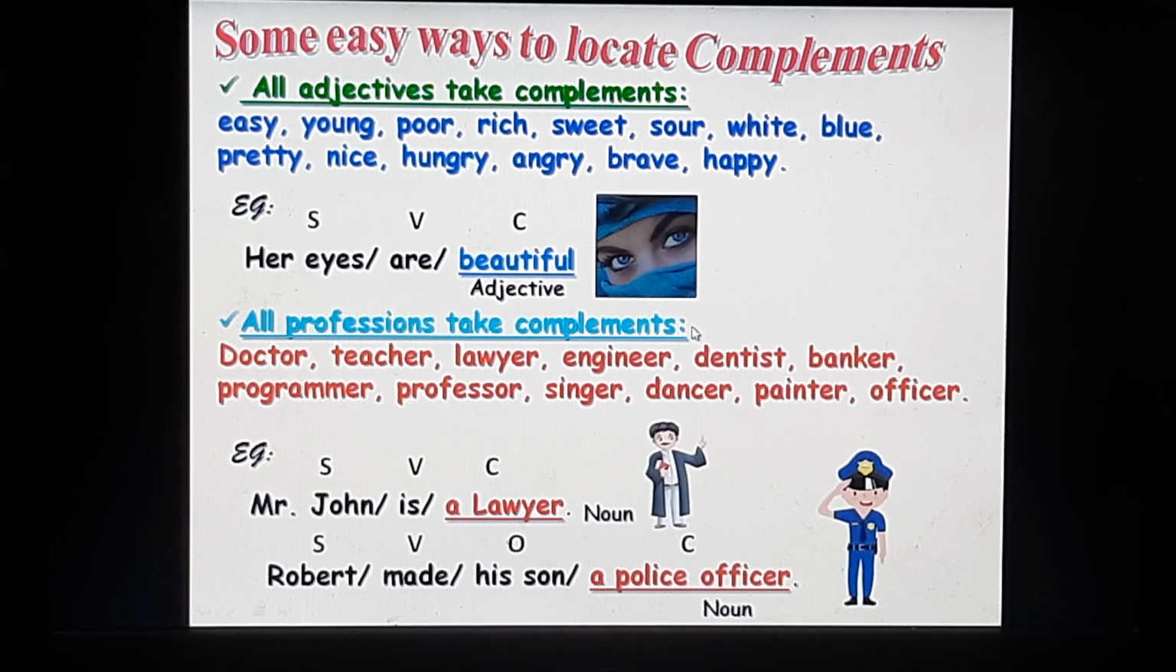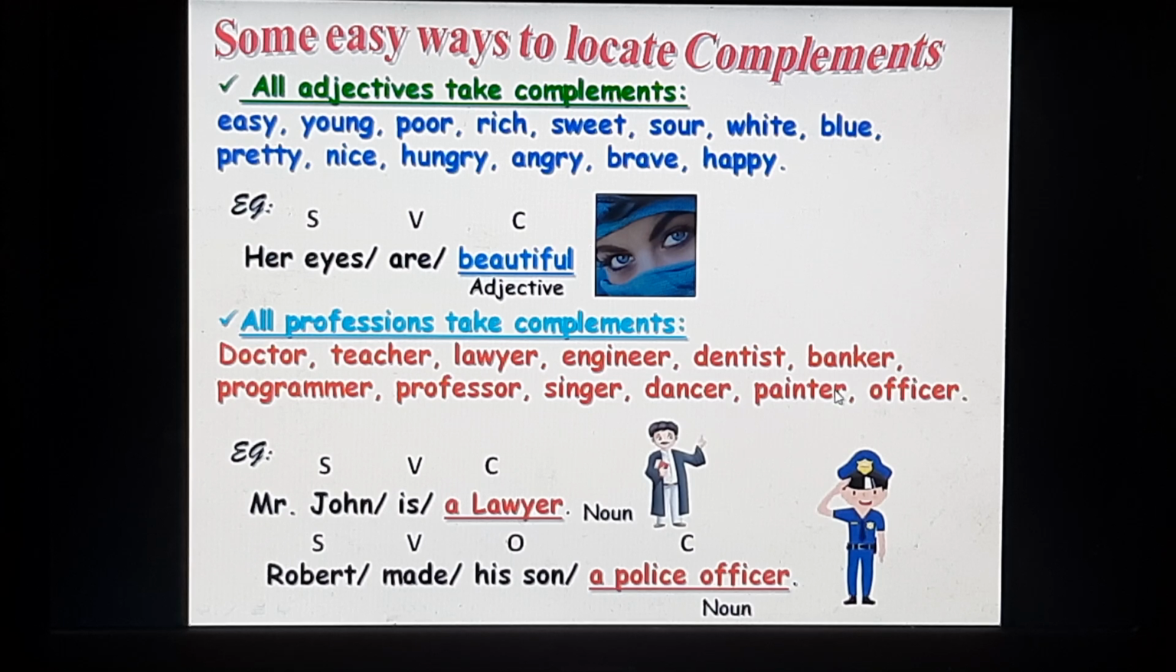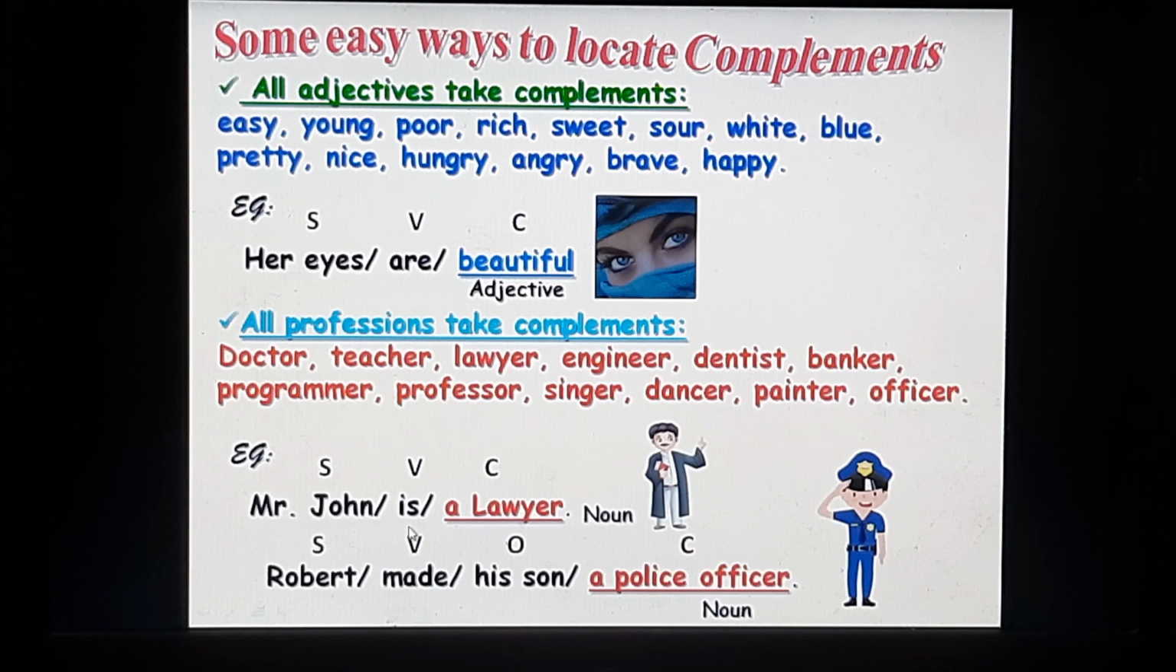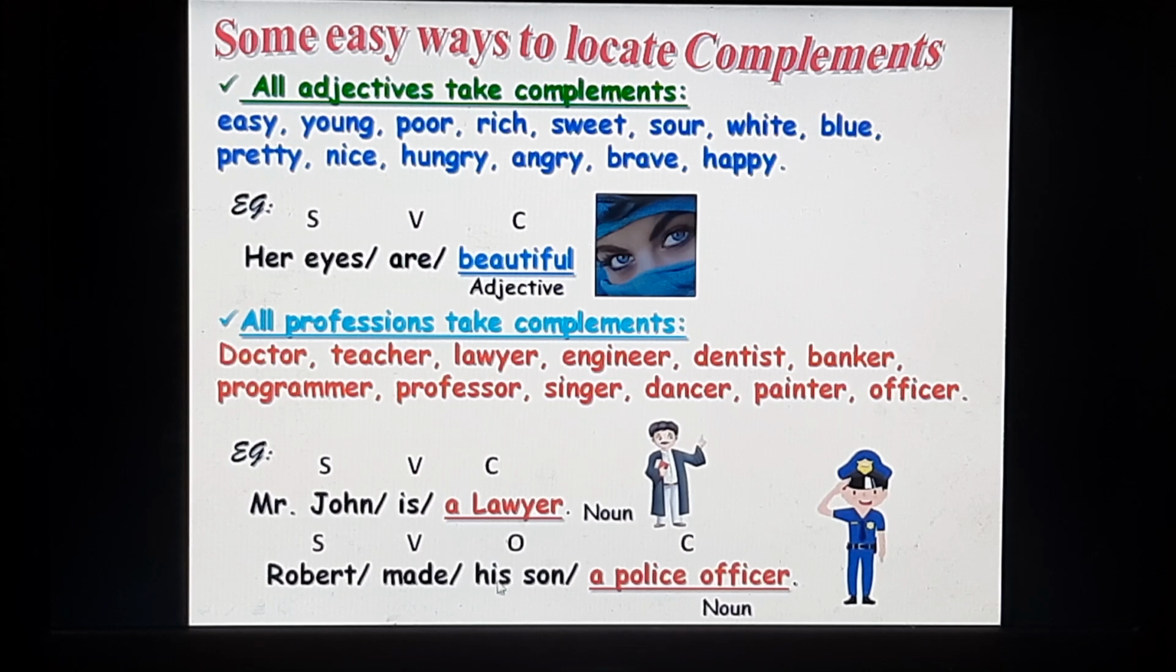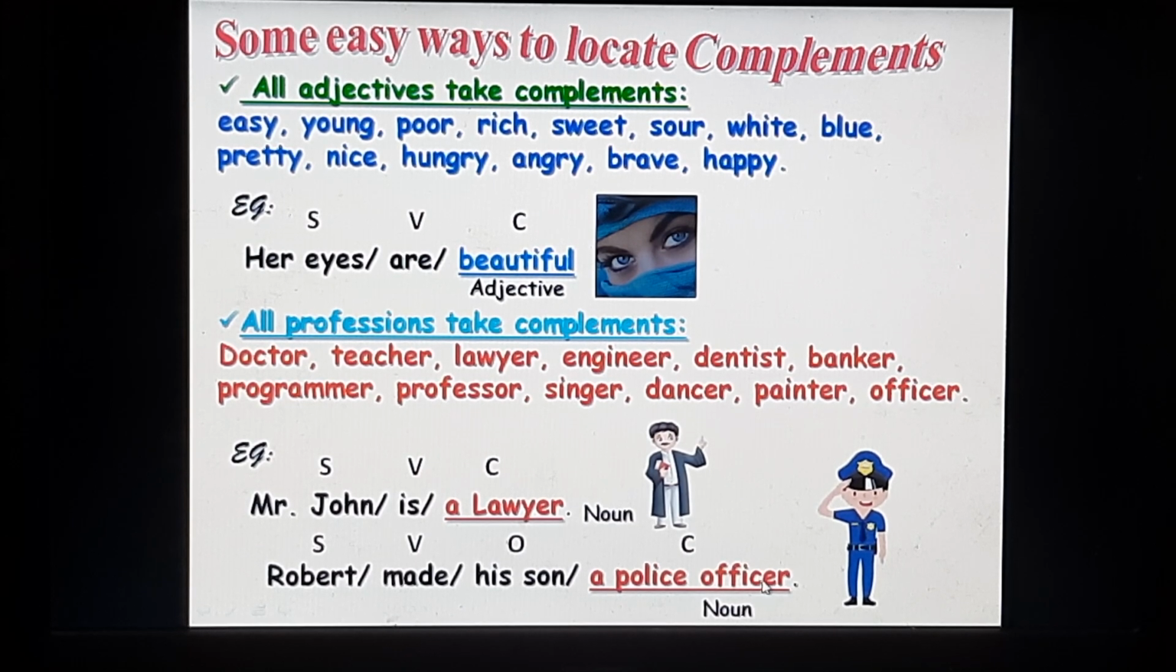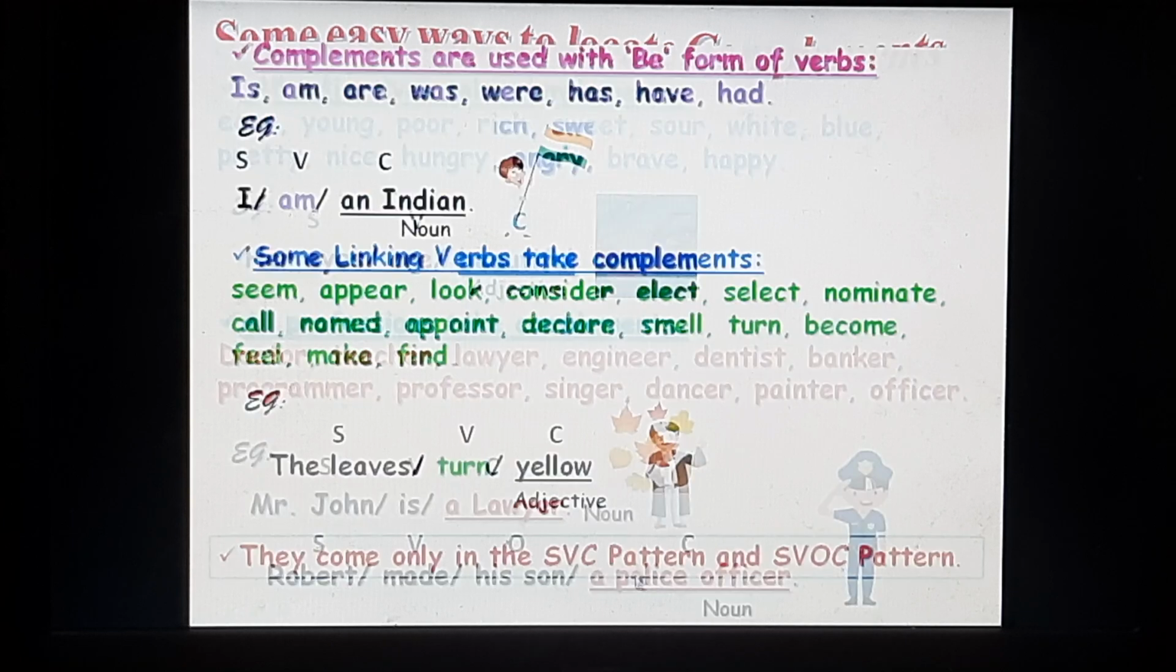All professions take complements, like doctor, teacher, lawyer, engineer, dentist, banker, programmer, professor, singer, dancer, painter, officer, etc. All such professions take complements. Example, Mr. John is a lawyer. Lawyer is a profession, it's a complement. Robert made his son a police officer. Police officer is a profession, it's a complement.